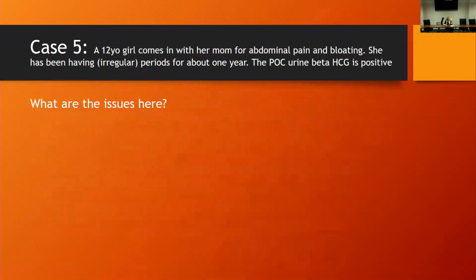Okay, a 12-year-old girl comes in with her mom with abdominal pain and bloating. She's been having irregular periods for about a year. The beta-HCG is positive.